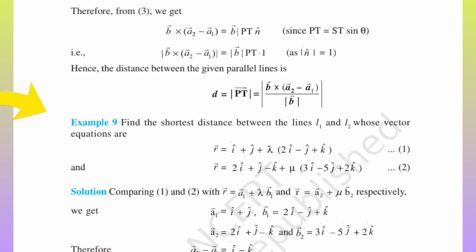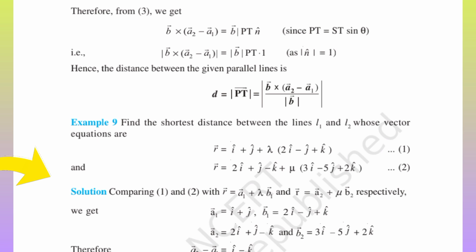Example 9. Find the shortest distance between the lines L1 and L2 whose vector equations are r = i + j + λ(2i − j + k), equation 1, and r = 2i + j − k + ν(3i − 5j + 2k).